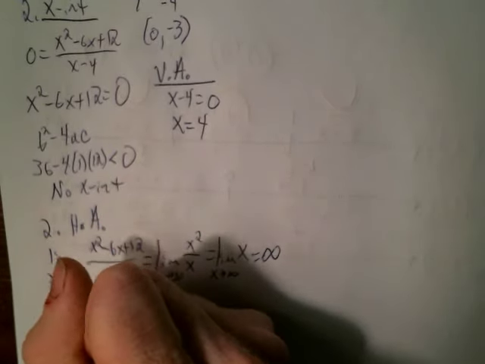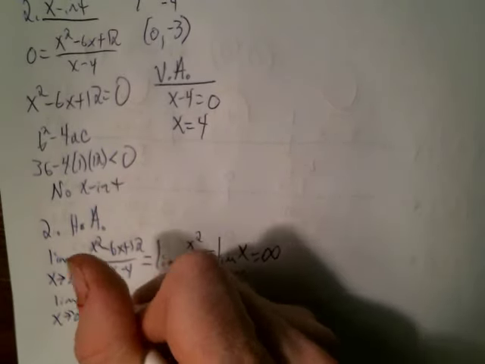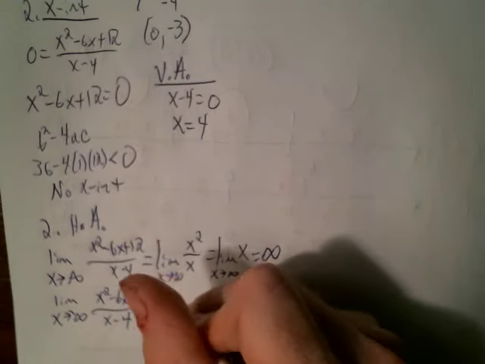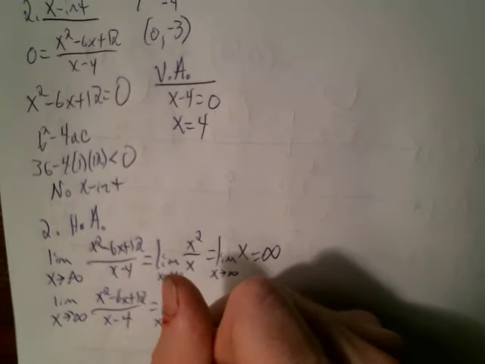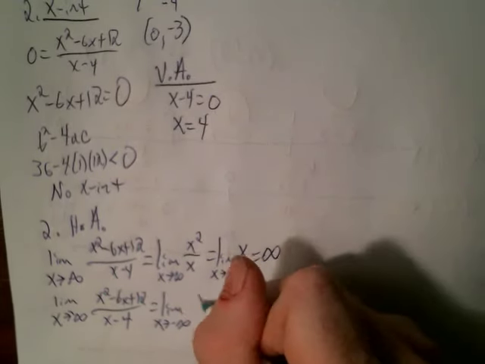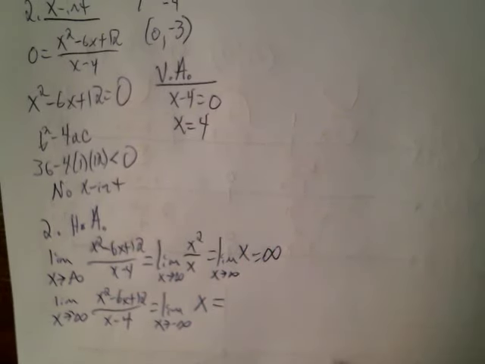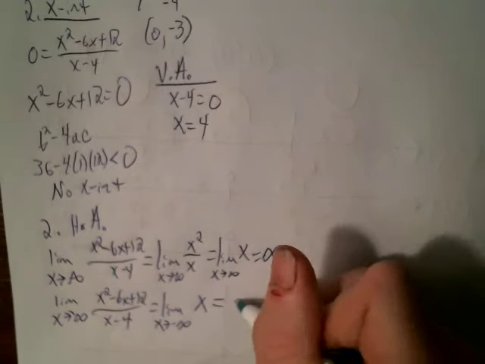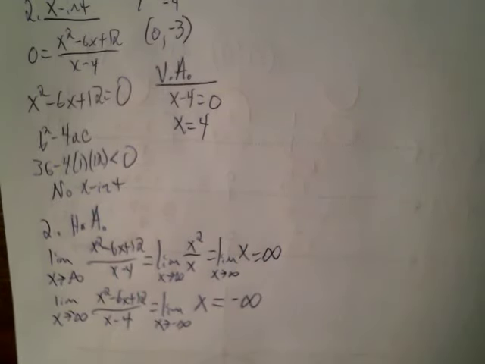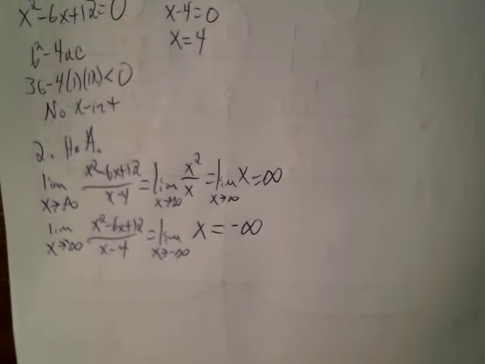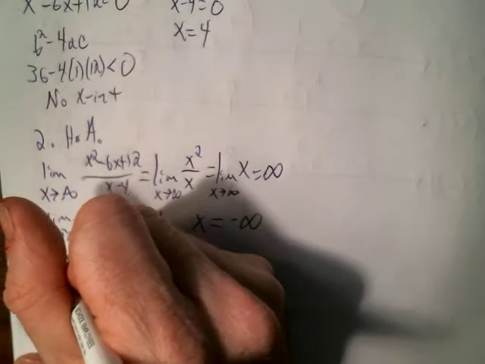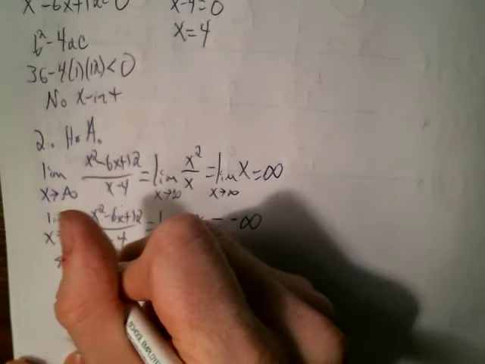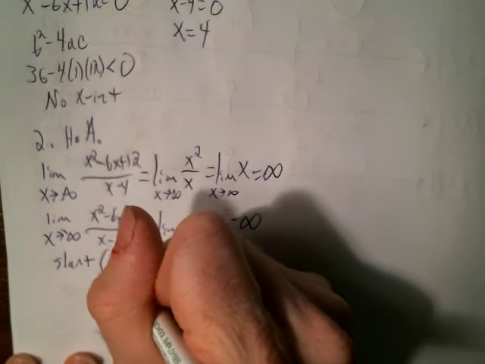Let's look the other direction. x going to negative infinity of x squared minus 6x plus 12 over x minus 4. In that case, you're looking at the limit as x goes to negative infinity of x. Okay, so as x goes in this direction, y equals x will go to negative infinity. So there really isn't a horizontal asymptote, but there will be a slant asymptote. So when this happens, you look for the slant asymptote. And to find the slant asymptote, you have to do long division.